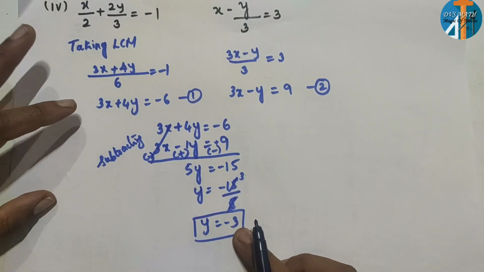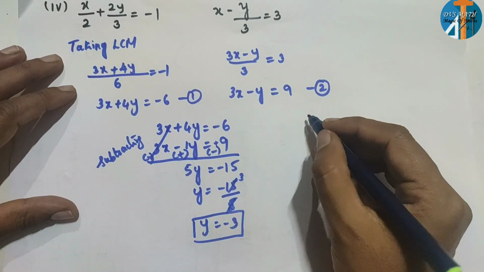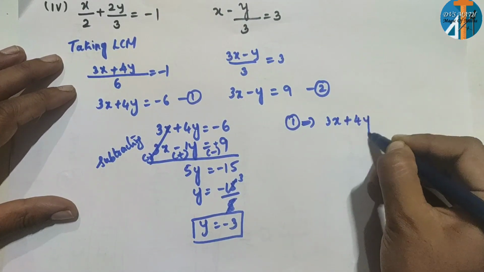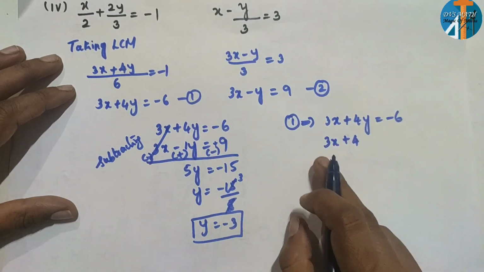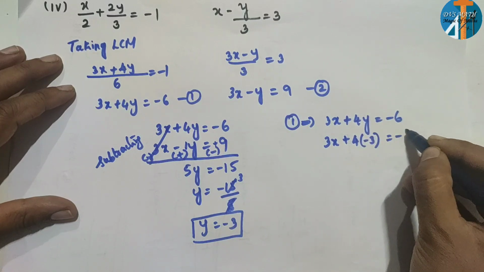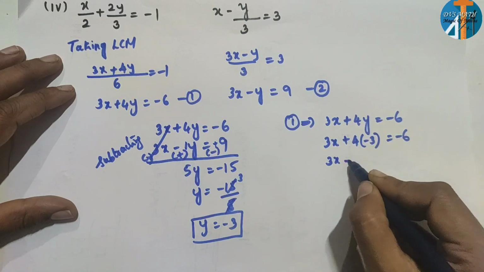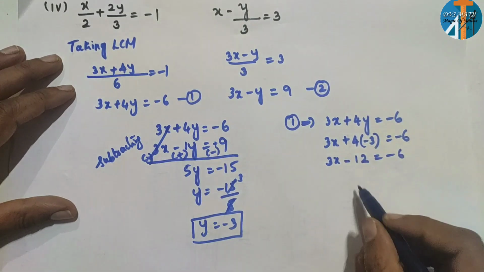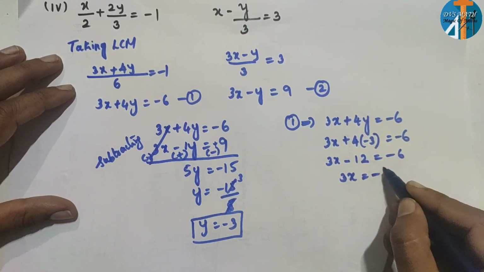Now substitute this minus 3 value in any one of the equations. Let us consider the first equation. What is our first equation? 3x plus 4y is equal to minus 6. Now let us substitute. 3x as it is, plus 4 into minus 3 is equal to minus 6. So now remaining 3x. Plus into minus, minus 4 3s are 12 is equal to minus 6. Now send minus 12 to the RHS. So 3x is equal to minus 6.